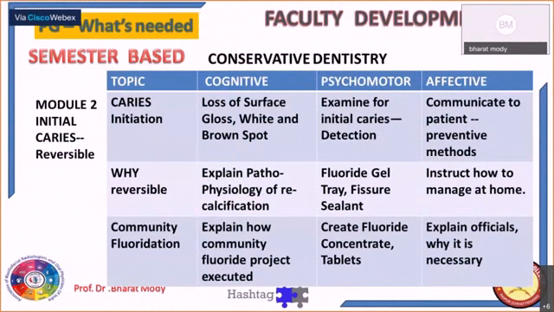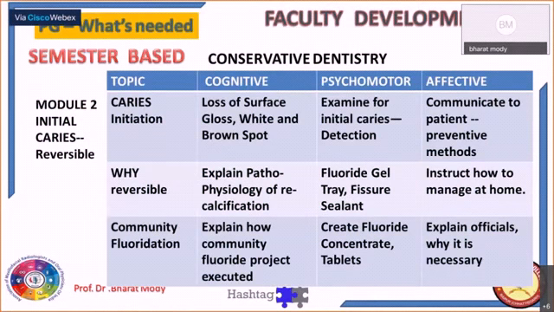Now what happens in module 2? First we talk about initial caries, and this particular stage is the reversible stage. So you have module 1 where caries is explained. Second, you say there is a stage where it could be reversible. So caries initiation, loss of surface gloss, white spot lesion, brown spot lesion. Then how to examine the caries, how you will detect it, how you will put separators and separate the teeth and look at the interdental area.